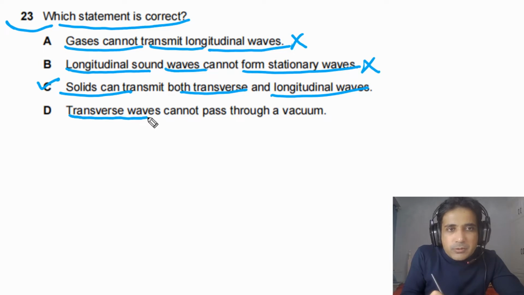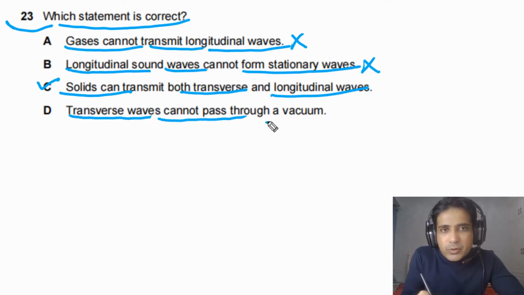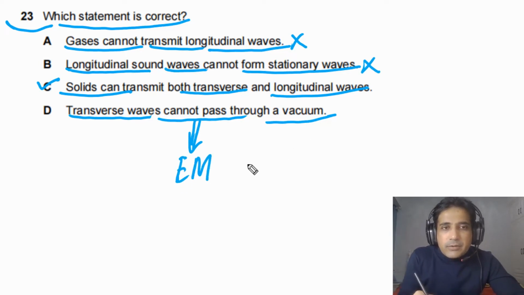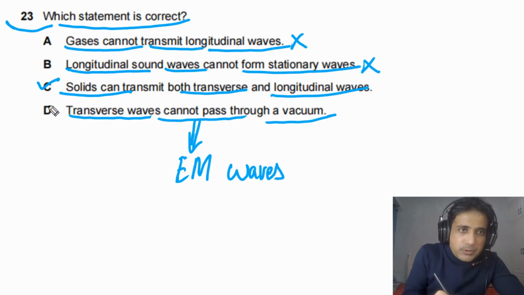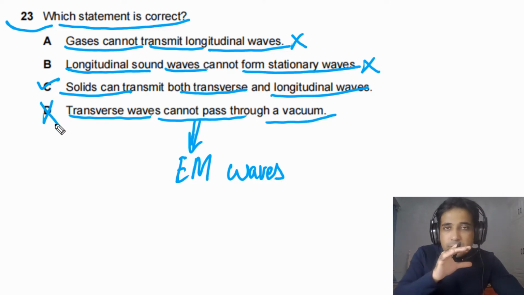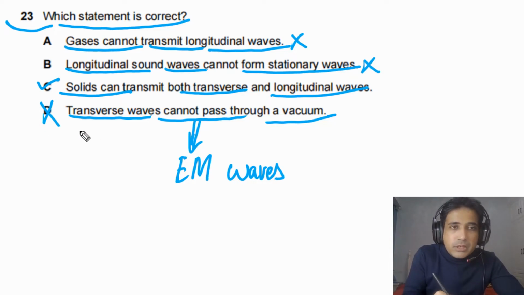Option D, transverse waves cannot pass through a vacuum. In the case of electromagnetic waves, all electromagnetic waves are transverse waves and they can pass through vacuum and they do not need a medium to travel. So option D is incorrect. Electromagnetic waves can pass through vacuum. So D is also incorrect. So A is incorrect, B is incorrect, D is also incorrect. So the answer for this question is C.